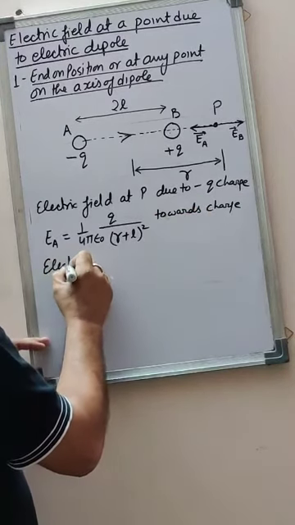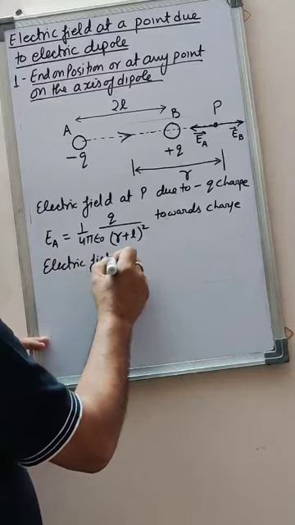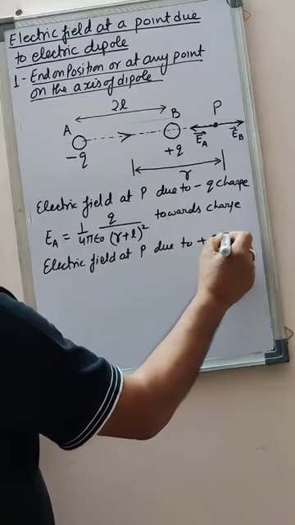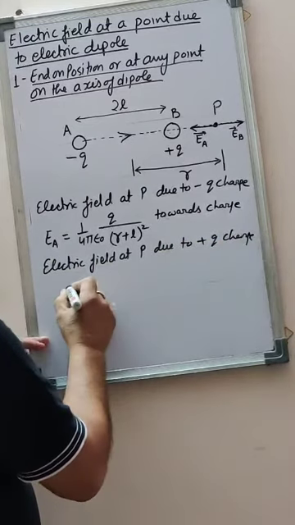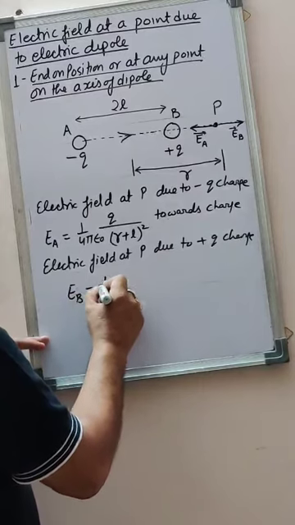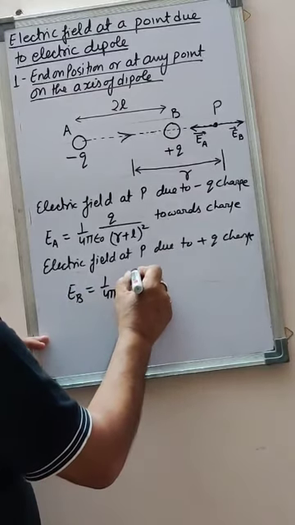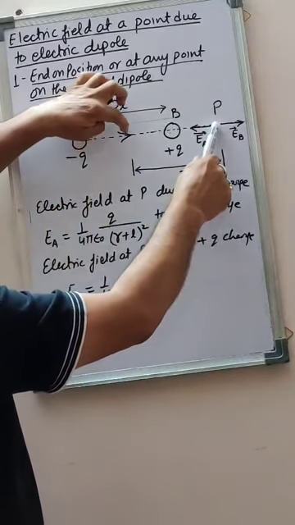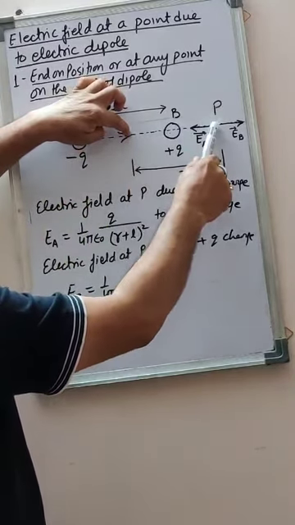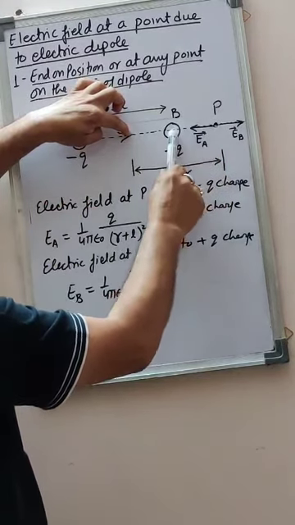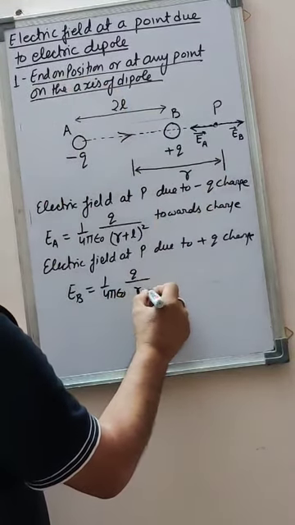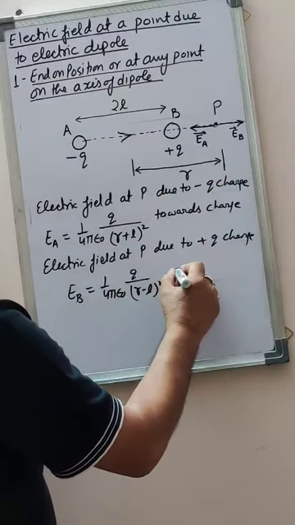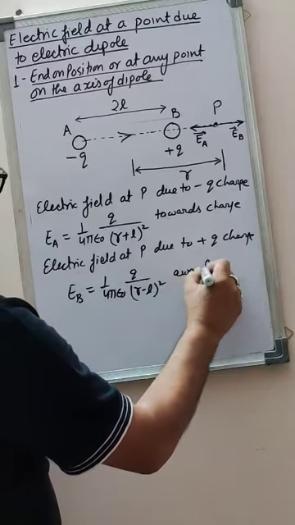Same way, electric field at P due to plus Q charge, EB will be equal to 1 by 4 pi epsilon naught Q upon, now you have to take this distance. From here to here it is R, and you subtract this distance L, so you will get this distance. This will be R minus L whole square. And this is away from the charge.